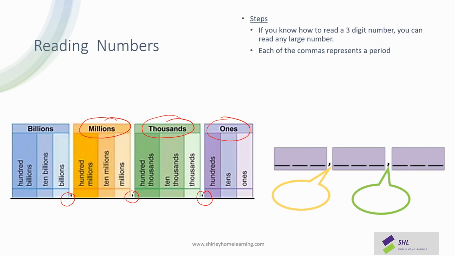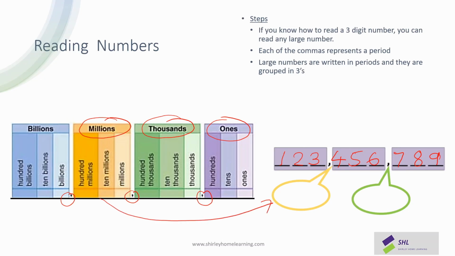So for example, if you want to read a large number, let's say I have got 1, 2, 3, 4, 5, 6, 7, 8, 9. So this is a very big number. It has got 9 digits. The large numbers are always written in periods, and they are grouped into 3. So after every 3 digits, you can see the comma. The first comma, as you can see, the color also represents, this is the millions period. And the second one, this is the thousand.